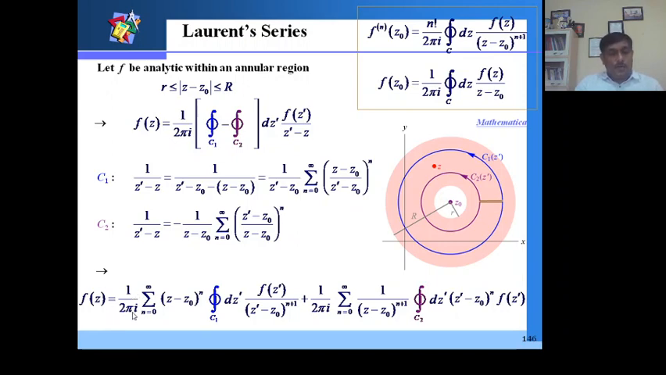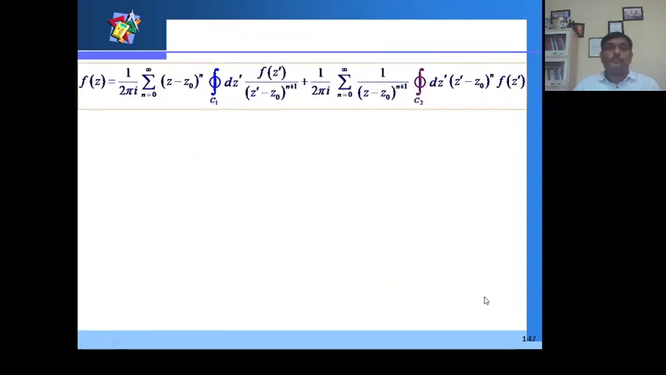F of z is equal to 1 by 2 pi i into summation n from 0 to infinity, (z minus z0) to the power of n, integral upon C, dz dash f of z dash divided by (z dash minus z0) to the power of n plus 1, plus another term, 1 by 2 pi i summation, 1 by (z minus z0) to the power of n plus 1 into this one. Then finally, f of z can be expressed in this form.